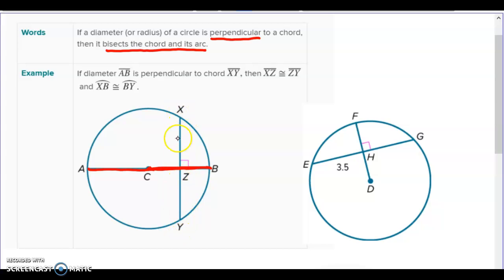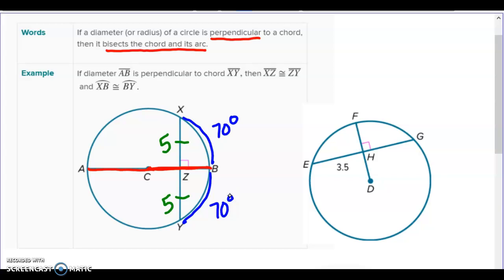So if that's the case, then I would know that this piece of the chord is equal to this piece of the chord. It got bisected. So like if this is 5, then this would be 5. And that's true about the arc as well. So again, if it's perpendicular, then this arc, let's just say that arc is 70 degrees, would be equal to that arc.